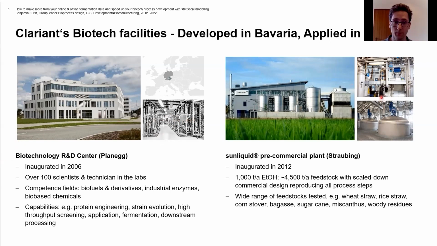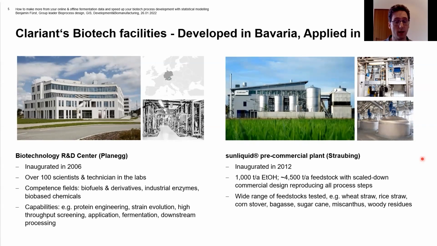To the right here, you can see the Sunliquid pre-commercial plant in Straubing, which is just 1.5 hours from here. It was built in 2012 and can produce about 1,000 tons of ethanol per year. And we're able to test a wide range of different biomass feedstocks there.